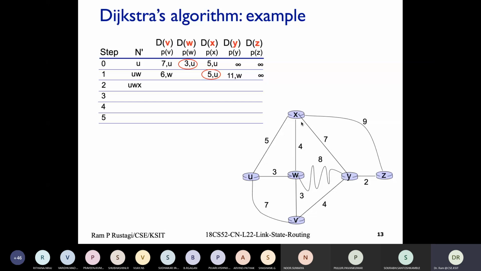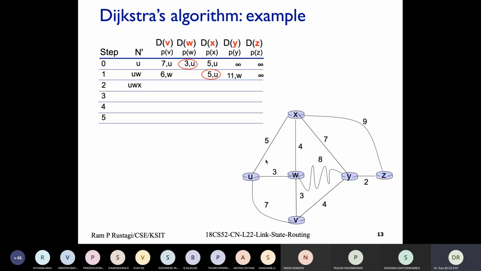And what are the edges from X? Already U is there, so I don't look at it. Already W is there, I don't look at it. So edges are Y and Z. So I'll update it now.